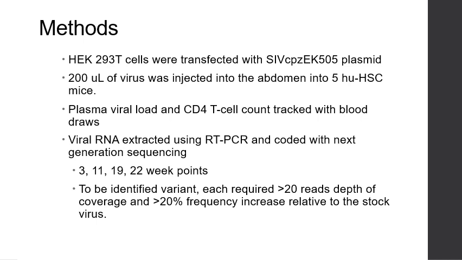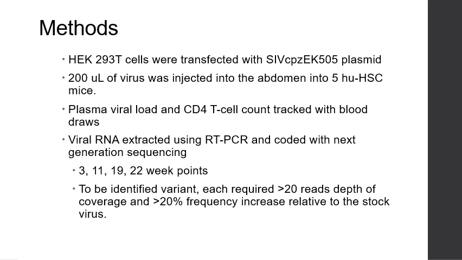Additionally, they tracked the genome with viral RNA extraction using reverse transcriptase PCR. And they did this at the 3, 11, 19, and 22 week points. And this was done with next generation sequencing, which is just using DNA or RNA to sequence the genome. So at each of these week points, they compared the genome that they extracted to the genome of SIV-CpZ stock virus of the strain that was used.